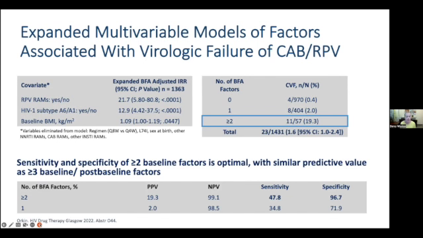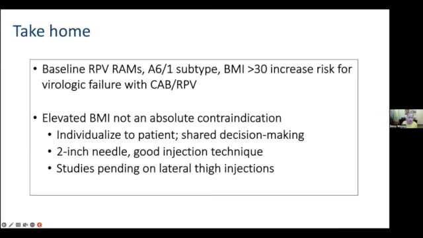Practice. So it's not something that's accessible in the real world that we would use to say we don't necessarily want to use cabotegravir/rilpivirine in this patient because they seem to be at increased risk for virologic failure. So again, the findings we're seeing are that having a baseline rilpivirine resistance mutation really increased your risk, as did subtype A6, A1, and having an elevated BMI above 30. This is nothing new, just expanded data reconfirming what we already know.